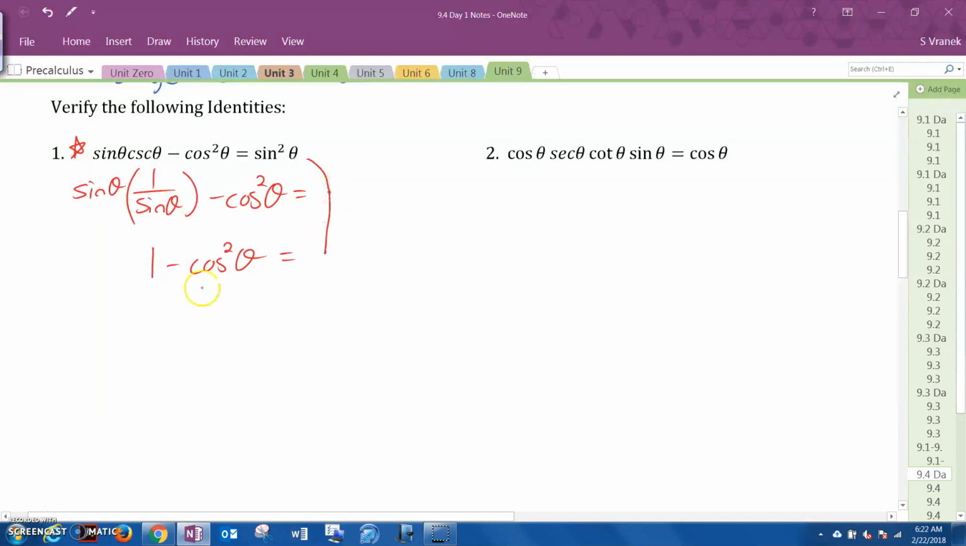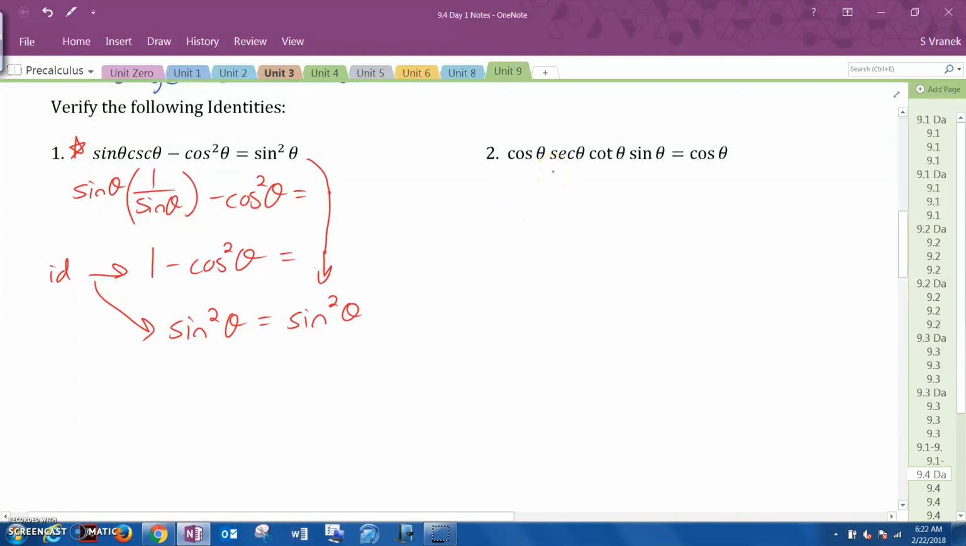So now I see that I have a trig squared. Usually with trig squared you want to look and see if there's a Pythagorean identity. Well, sure enough, if you look at the top of your page, sine squared plus cosine squared equals 1, which means 1 minus cosine squared is sine squared theta. And we proved it. Okay? Because this is an identity to get to there. Alright, and that's all you have to do.